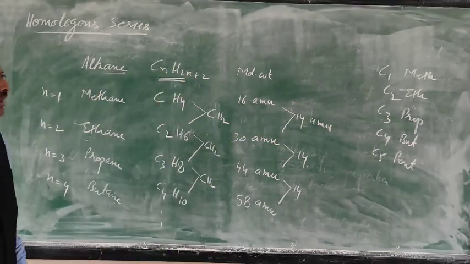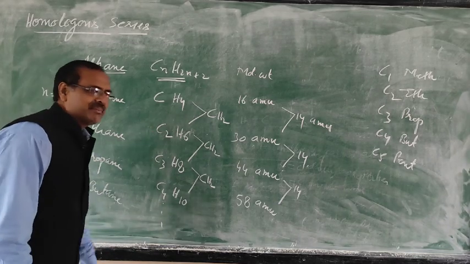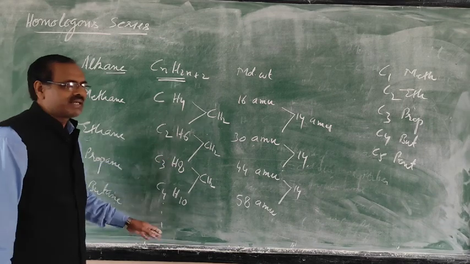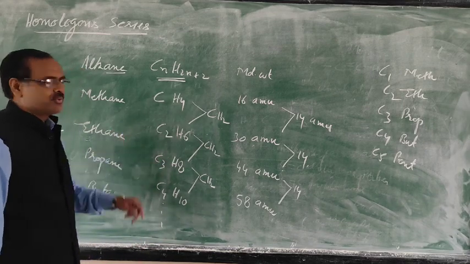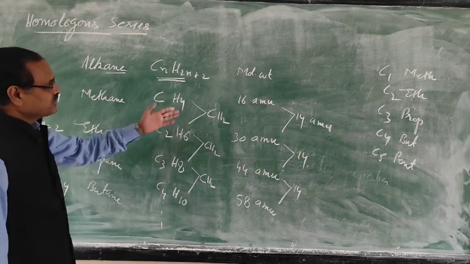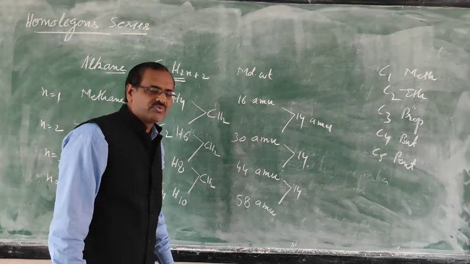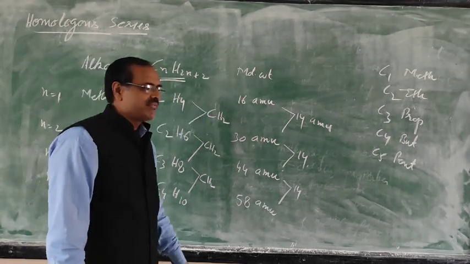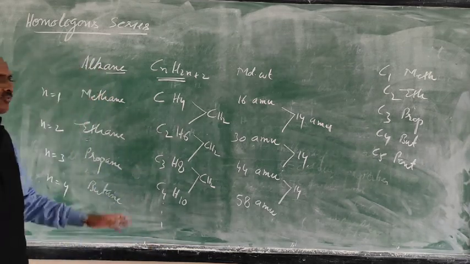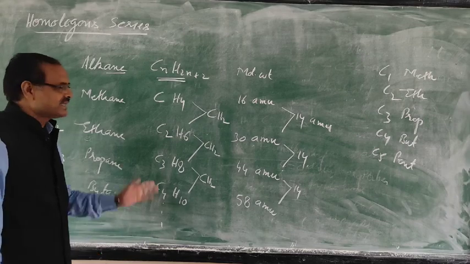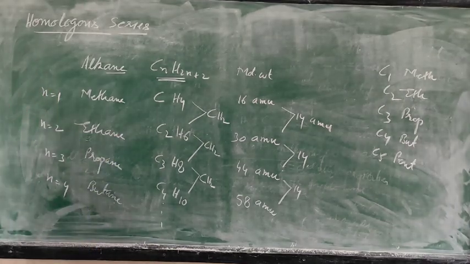Then we studied that all the members will have the same chemical properties. The members have the same chemical properties here because all are saturated, with single bonds between the carbon atoms. Then their physical properties will be different. When you move down the series, the molecular mass is increasing and van der Waals force will increase, so their melting and boiling points will increase. And all can be prepared by the same method of preparation. Whatever the method of preparation of alkane is, all members can be prepared by it. So this is the first homologous series, alkane.